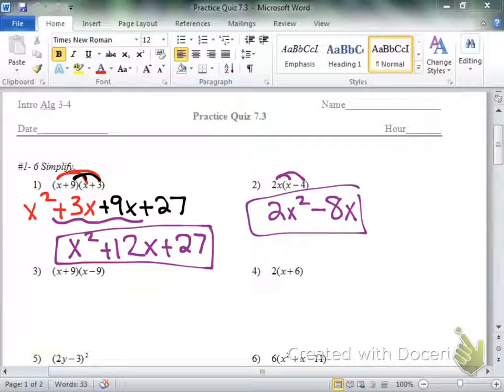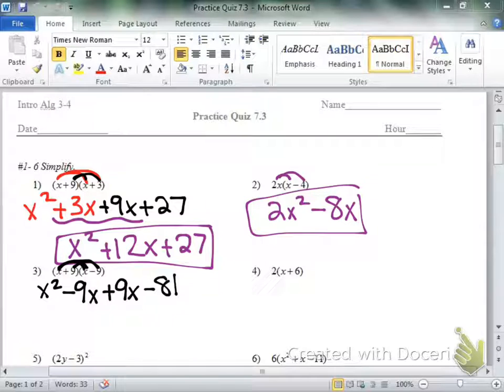Alright, on number 3, again we're back to the double distributing, so x times x is x squared. X times negative 9 is negative 9x, or minus 9x. Next, distribute the positive 9. 9 times x is plus 9x. 9 times negative 9 is minus 81.